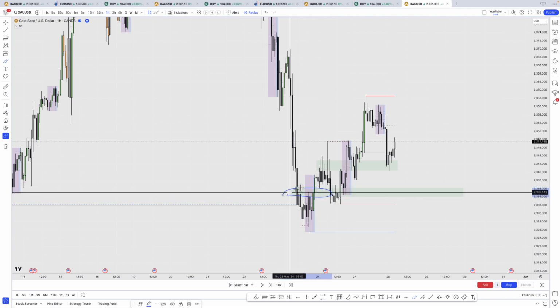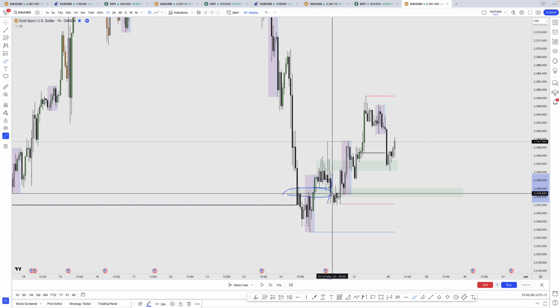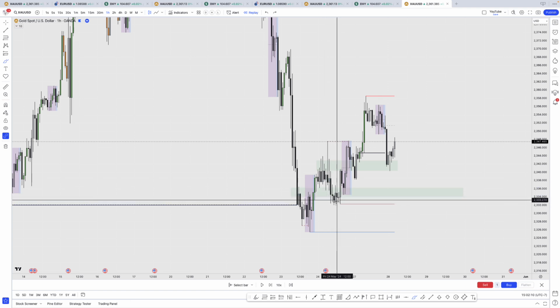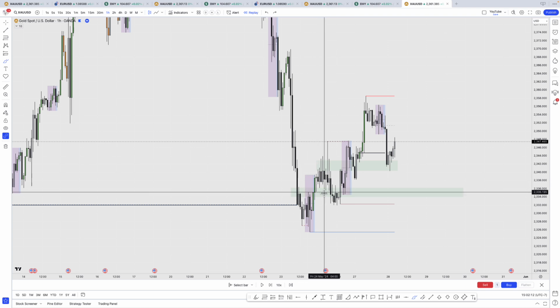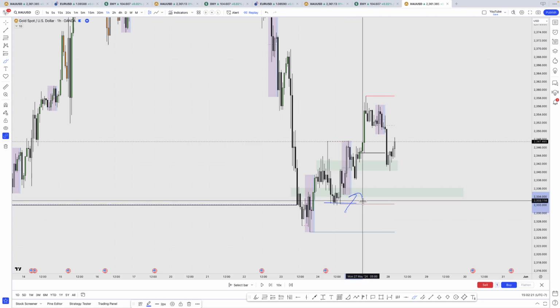There's your resistance, becomes support, price punches through, induces people into thinking that we body close through the support and resistance and it's actually failing. But what it actually did is it created a bunch of early buyers and it took them all out and it continued with the bullish trend.